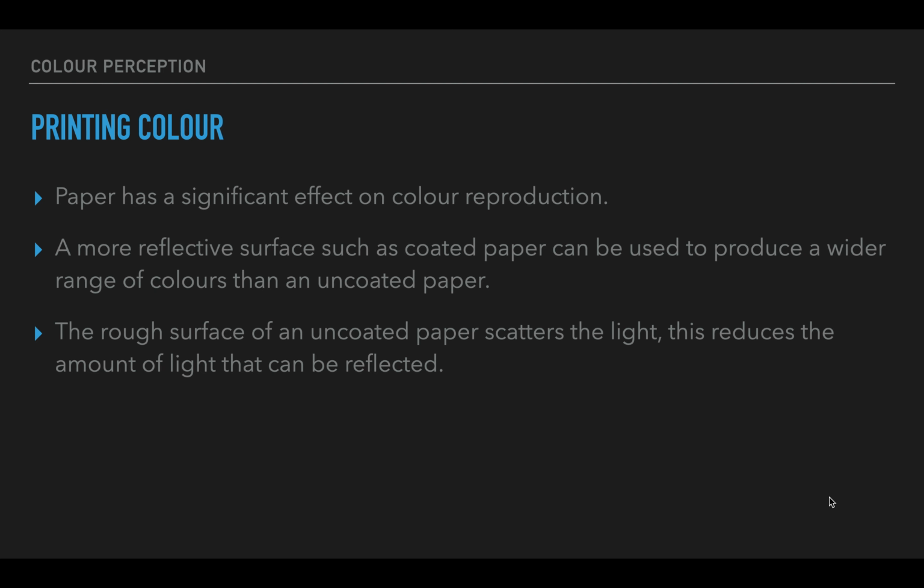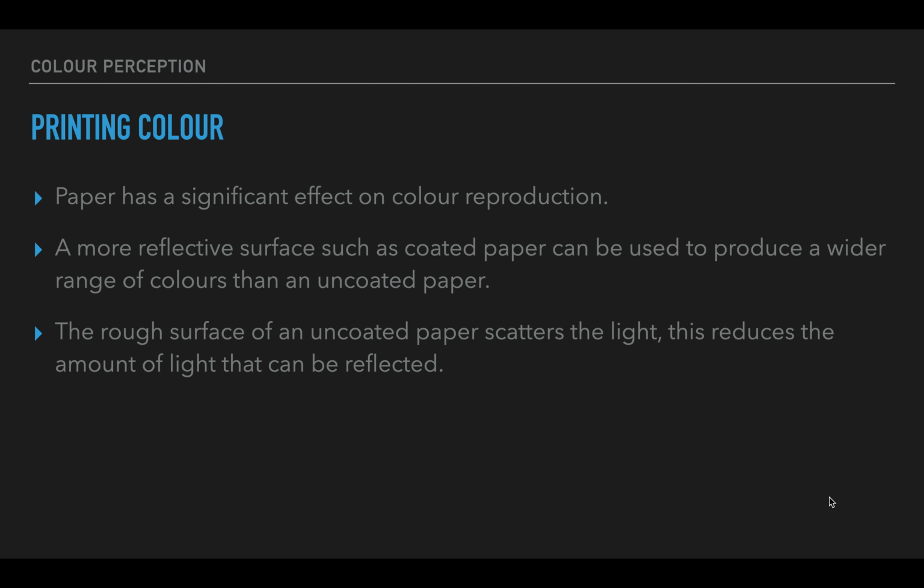Paper has a significant effect on color reproduction. A more reflective surface, such as coated paper, can be used to produce a wider range of colors than the uncoated paper. The rough surface of an uncoated paper scatters the light. This reduces the amount of light that can be reflected.